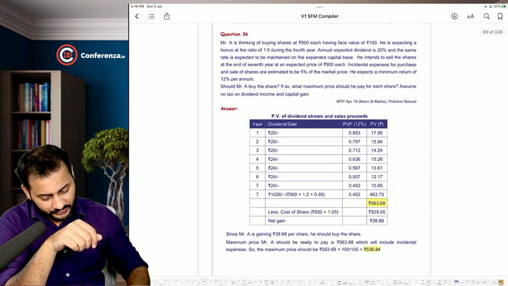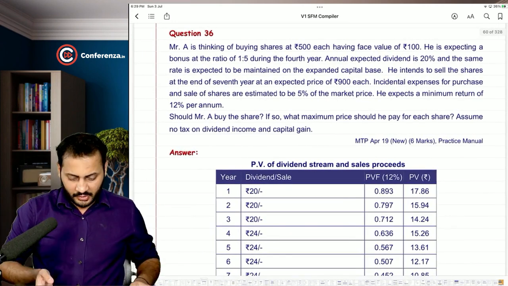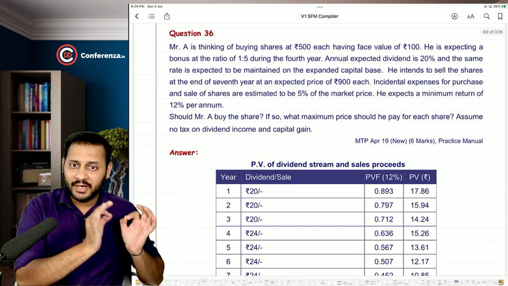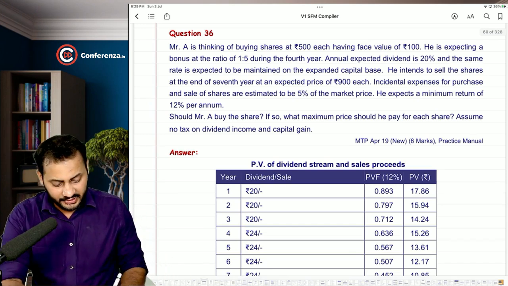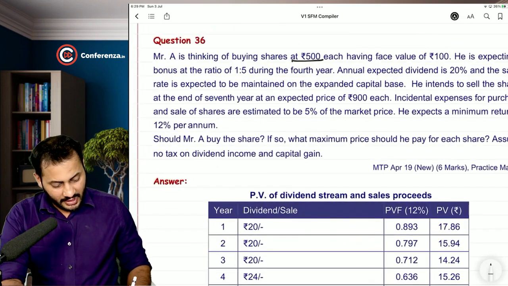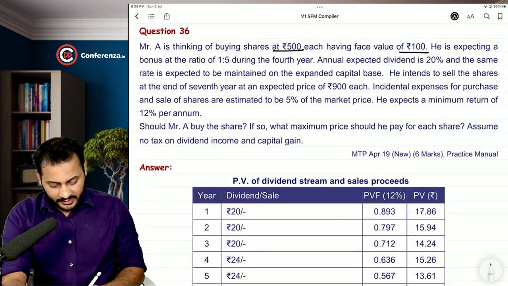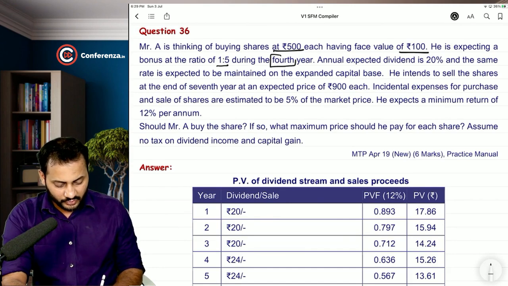Let's move on to the next question. We have a lot to do in this. Question number 36. Have a look. Mr. A is thinking of buying shares at rupees 500 each at a face value of 100. Okay. Of a face value of 100. He is expecting a bonus ratio of 1:5 during the 4th year.